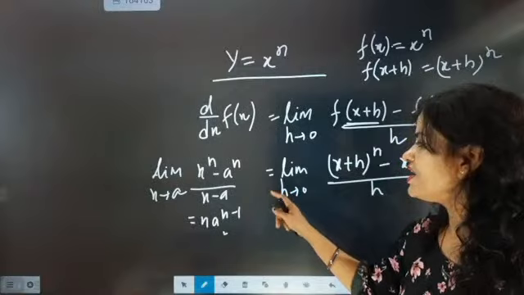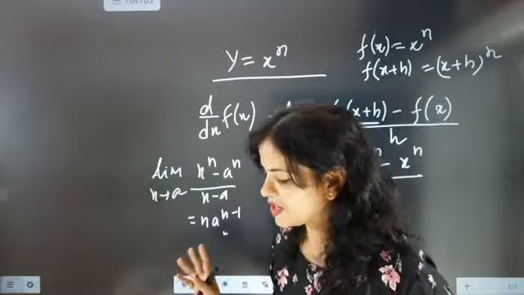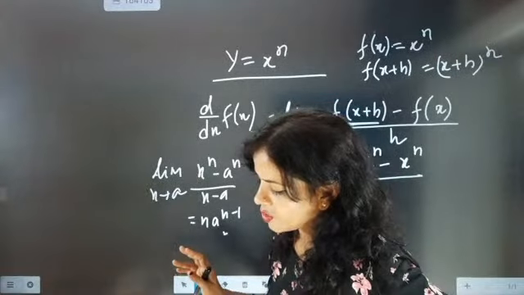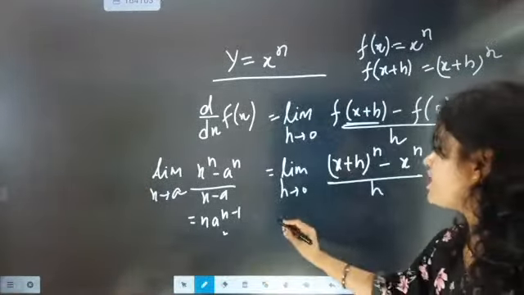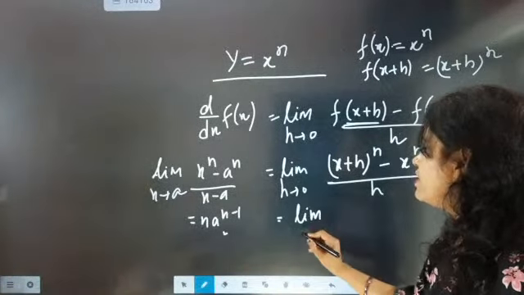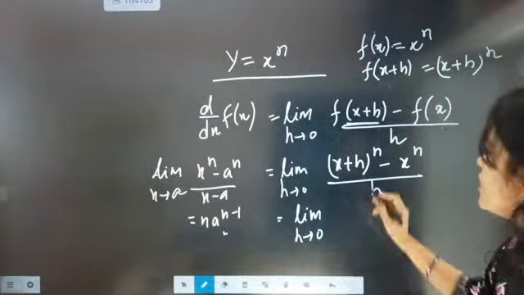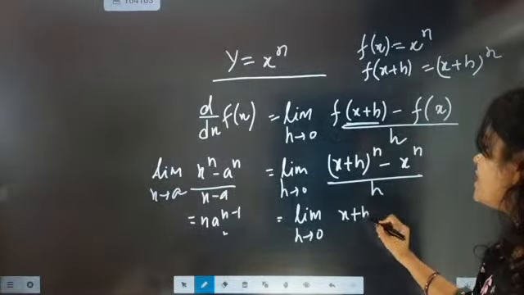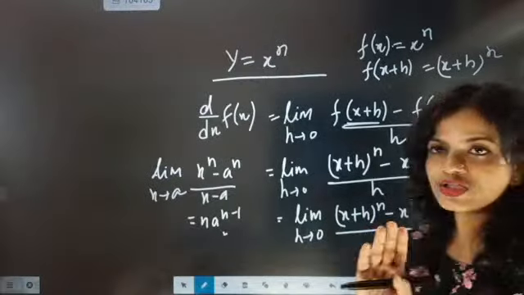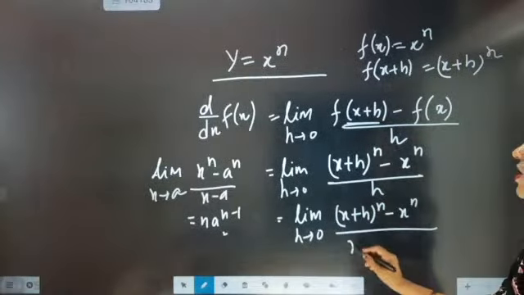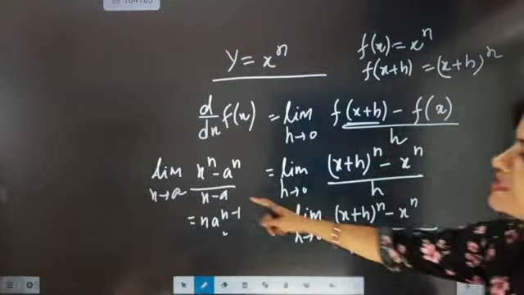So here we can add x on both sides, and it is going to come as x plus h. You don't have to worry about it. The limit is h tends to 0, and here it will be x plus h to the power n minus x to the power n. Only one small work you have to do in the denominator: add x and subtract x. Now it is coming into the same format.